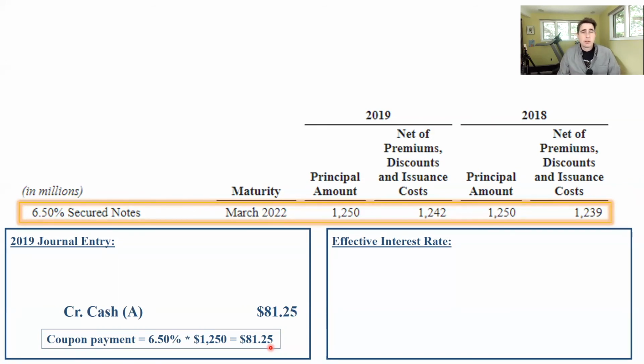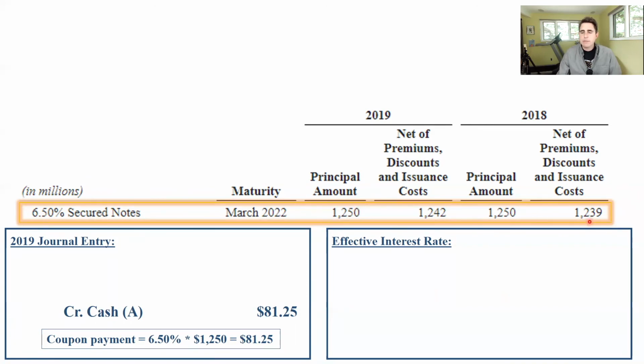The next part of the journal entry would usually be calculating interest expense by taking the effective interest rate times the beginning of year book value. Well, here's the beginning of year book value, 1,239. This is the value net of premiums, discounts, and issuance costs. By the way, this is a discount because 1,239 is lower than 1,250. And you can see that the book value is working its way up, from 1239 to 1242, up to face value or the principal amount.